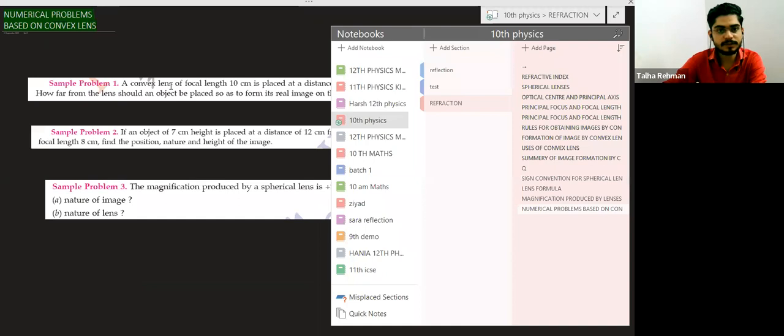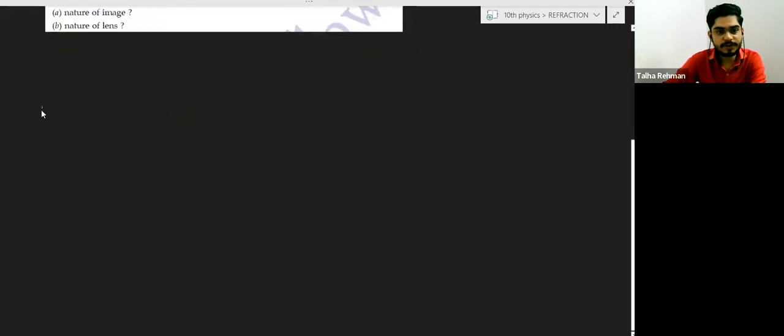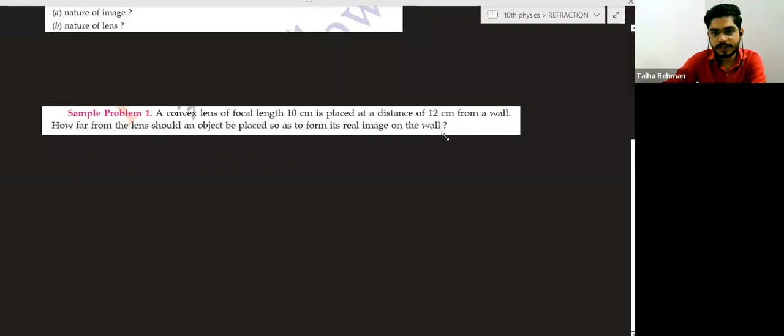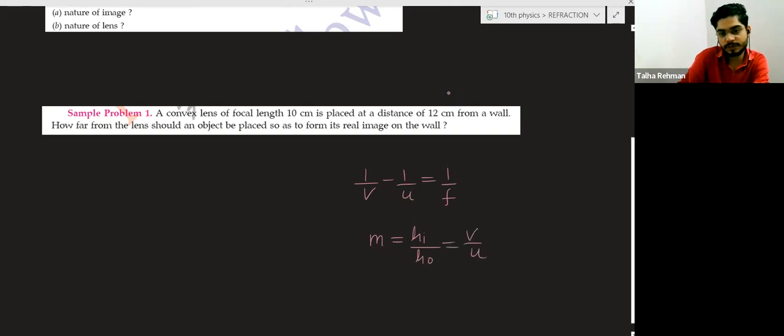So now we will solve the numericals. For the numericals, first we should know the sign convention, and we should know the lens formula and the magnification. So what is the lens formula? 1 upon V minus 1 upon U is equal to 1 upon F. What is magnification? Height of image divided by height of object. This is also equal to V by U. So these two formulas are mainly used in the numericals.